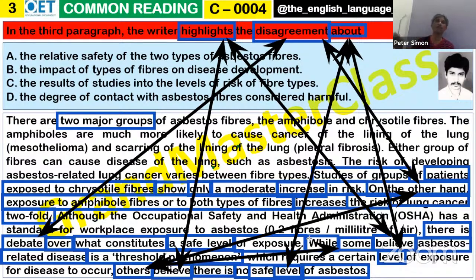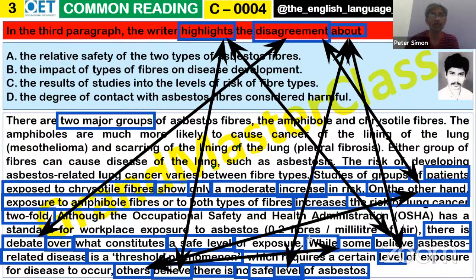Okay, that which separates both the areas. Safe zone and no safe zone. That is the threshold here. Safe zone, level of asbestos. This much level of asbestos in the body is the safe zone. More than that is the harmful zone. So that is the point there.